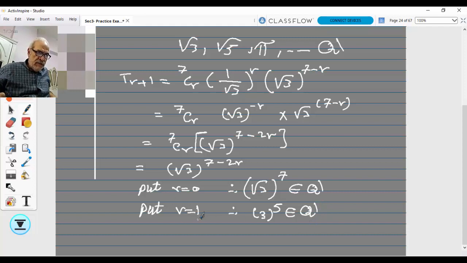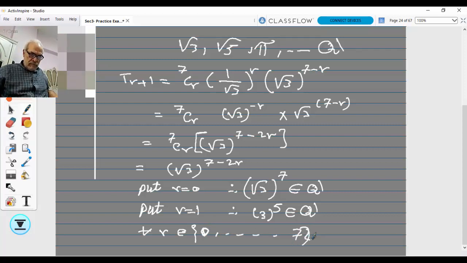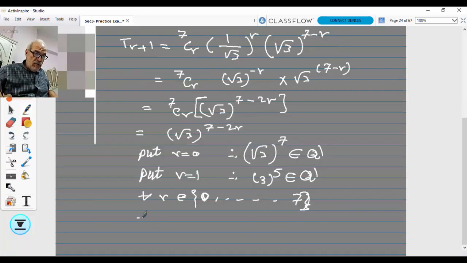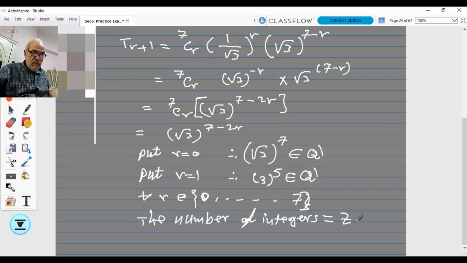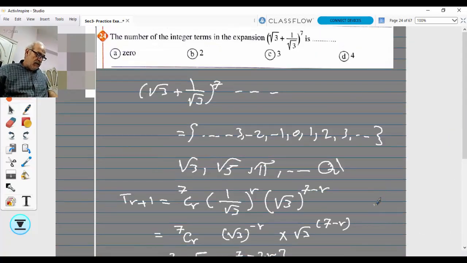So after you repeat it from 0 to 7, you can say for every R belonging to the set 0 to 7, there are no integers. So the number of integer terms equals 0. And we choose letter A.